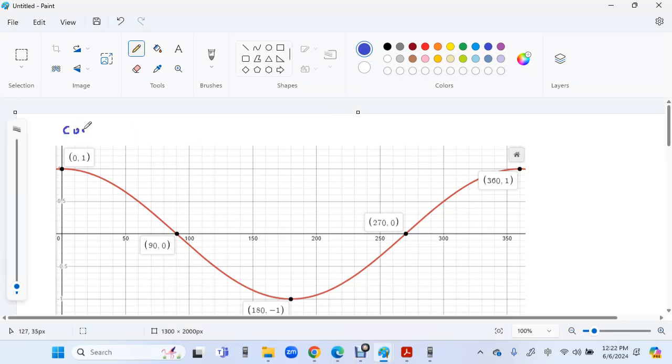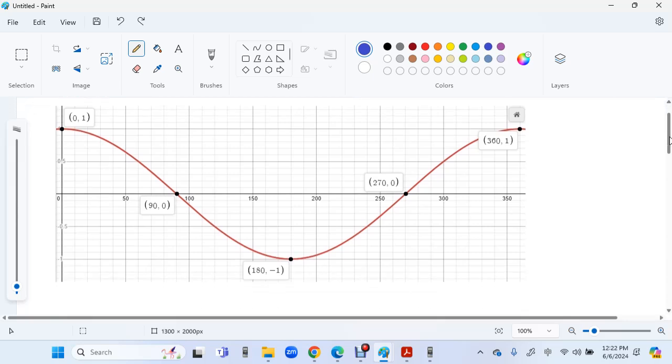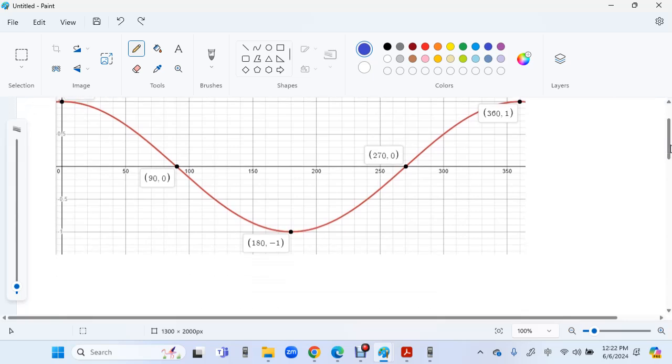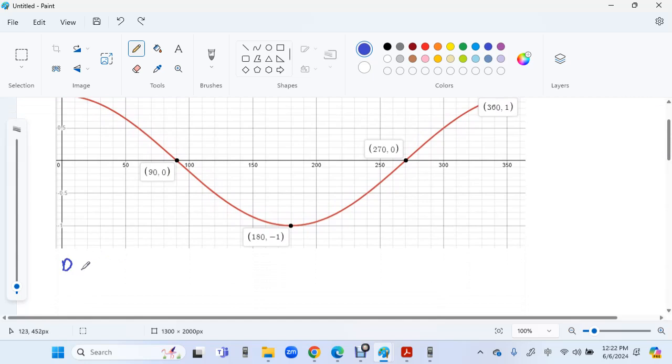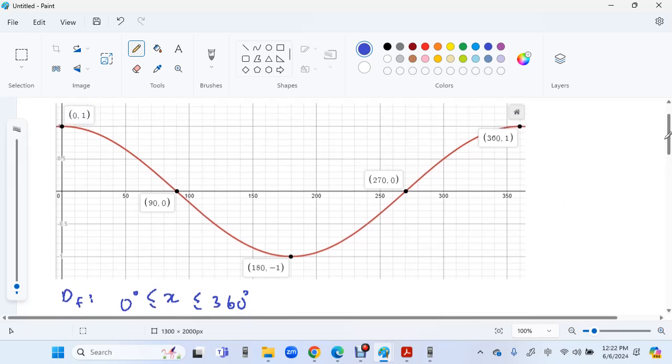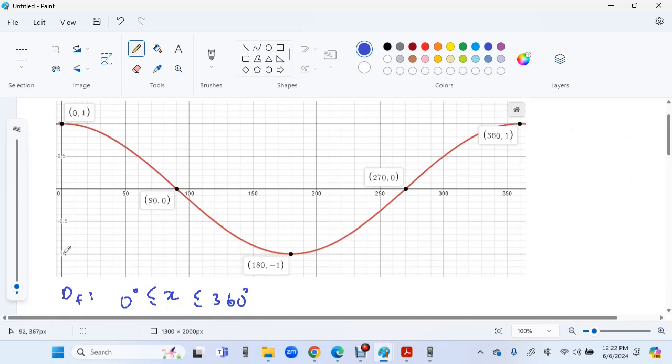In this diagram, this is the graph for cos x. Normally the domain for the function is x between 0 and 360 degrees, and the range for f, the cos x, is between -1 and 1, because the maximum value here is 1 and the minimum value here is -1.